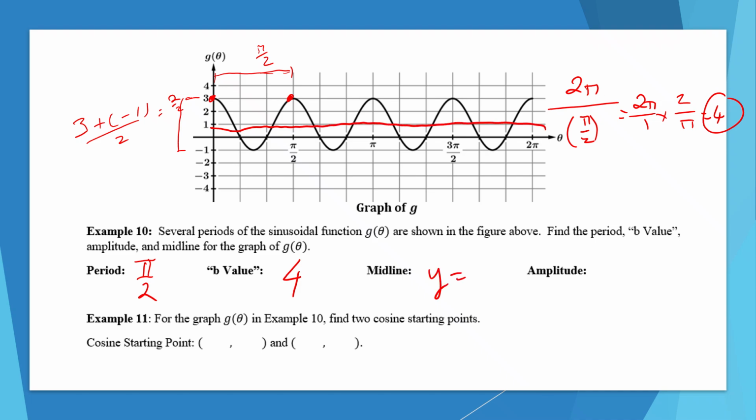And then y equals positive 1. Whoops, that should be our answer there. And then our amplitude is the distance from 3 to 1. That's just 2 units tall, so that is our amplitude there. And then our cosine starting point is also going to be these two blue dots. So at 0, comma 3, and then at pi over 2, comma 3, those would be our two starting points for cosine.